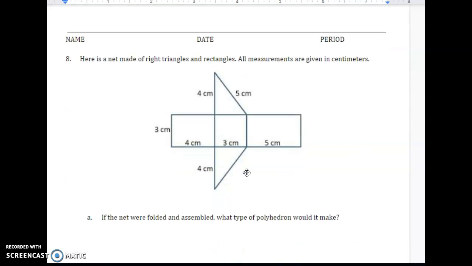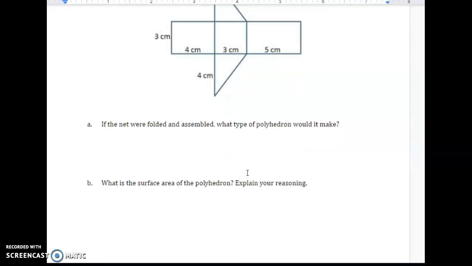Question 8. Here is a net made of right triangles and rectangles. All measurements are given in centimeters. Question A. If the net were folded and assembled, what type of polyhedron would it make? Question B. What is the surface area of the polyhedron? Explain your reasoning.